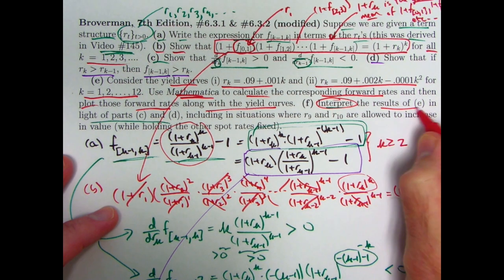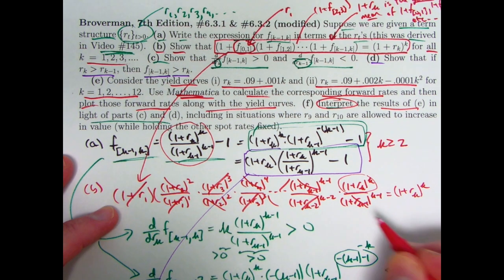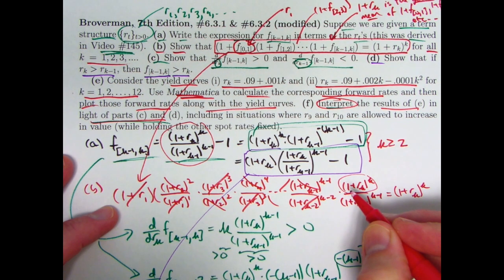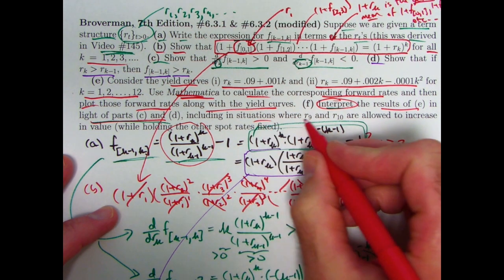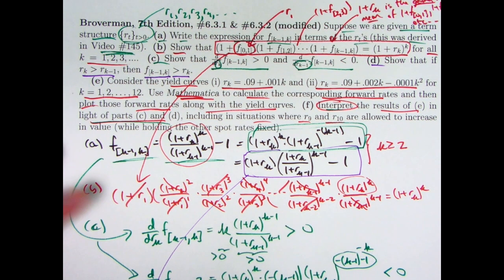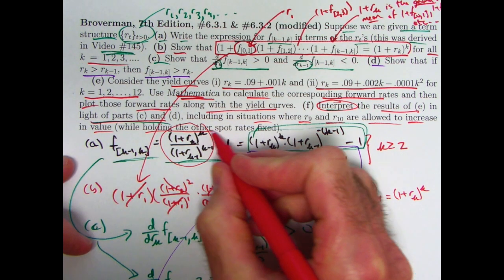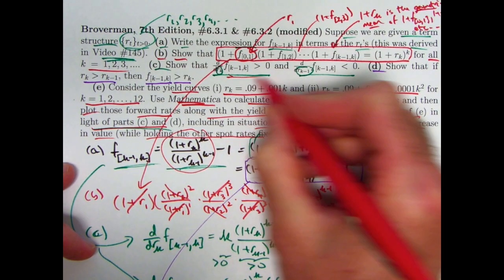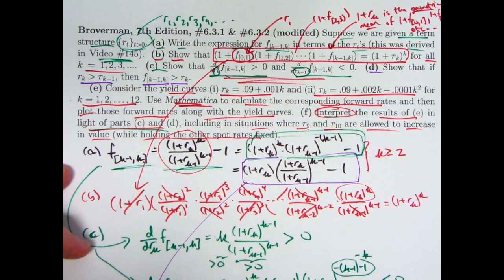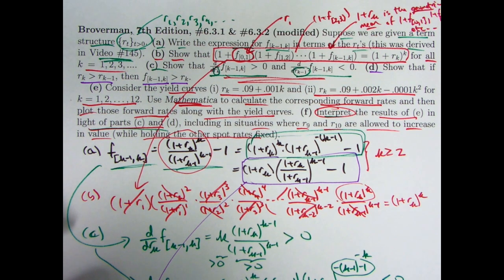Interpret the results of part E for these two examples in light of parts C and D, including situations where I allow, with Mathematica, R9 and R10, I could have picked R11 and R12, but I thought I'd pick R9 and R10 to see some other effects, to increase in value while holding the other spot rates fixed. That's going to be relevant for thinking about these derivatives there. Okay, so now let's go to Mathematica.